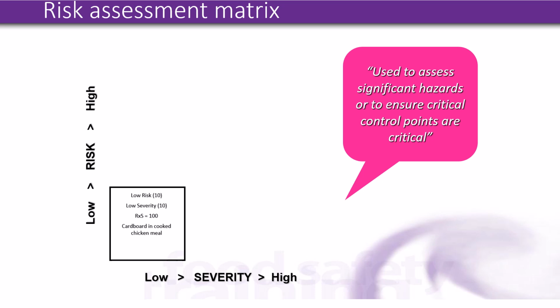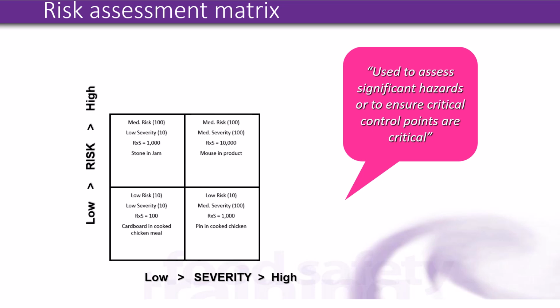So an example there, we've got cardboard in cooked chicken meal, where the risk is low, the severity is low, and you multiply the two together, and that gives you a score of 100, which is classed as low. Then a pin in cooked chicken, we've got low risk, medium severity. We multiply the two together, that gives us 1,000. So that's a medium score. Then if we look at two above that, we've got a stone in jam and a mouse in product. Again, giving us different scores.